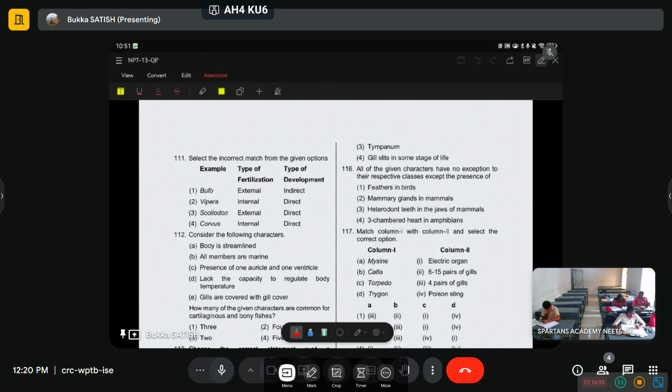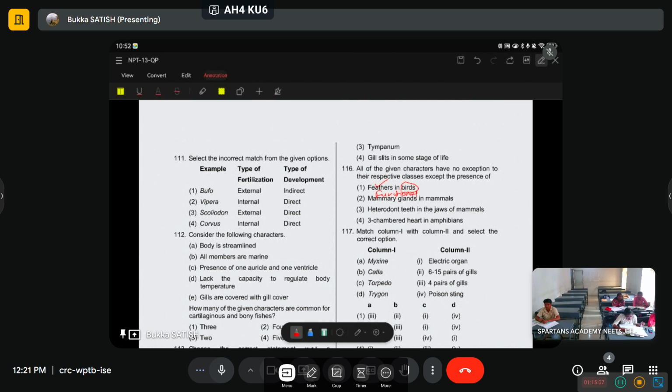Okay. Here the question is about what? All of the given characters have no exceptions except. So if you take the feathers in birds, every bird will be having feathers. There are no exceptions for this. Flightless birds are there, but featherless birds are not there. Mammary glands in mammals. Every mammal will be having mammary glands. But if it is functional mammary glands, then this also can be the answer. Keep in mind.